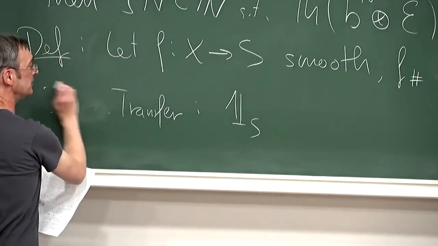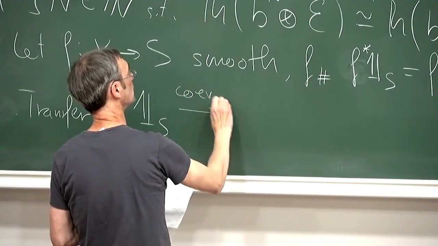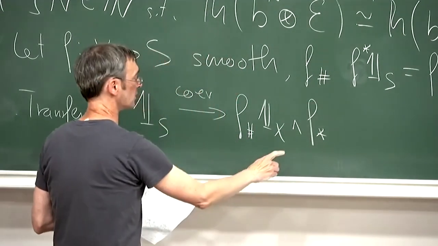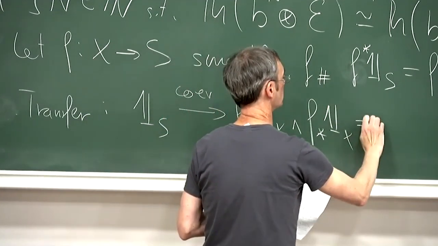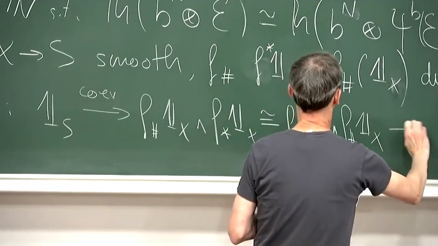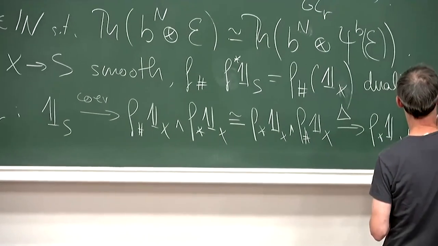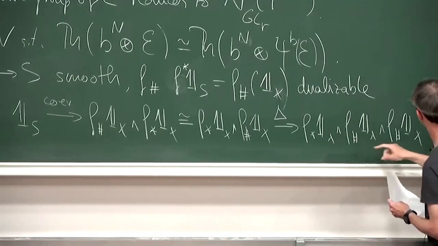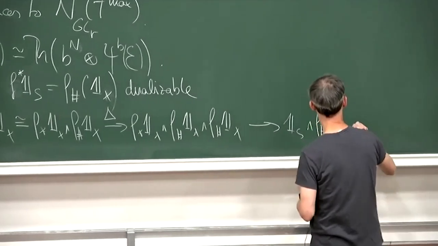There's a transfer, and you define it as follows. You have a co-evaluation, and the dual can actually then be expressed using F lower star here. And then you switch the two smash copies, and then you take a diagonal. And then you take the evaluation map here for the first two, and then you land here.